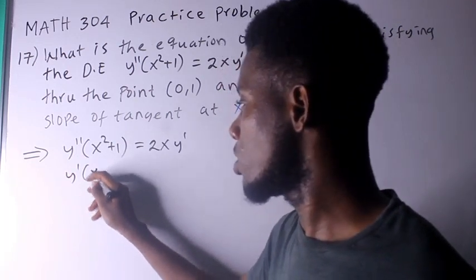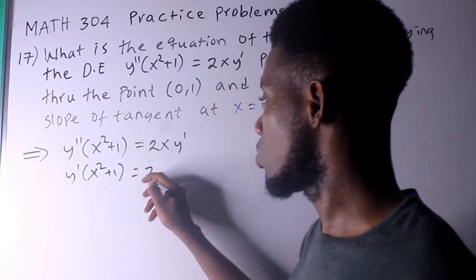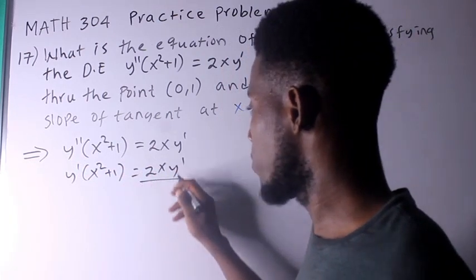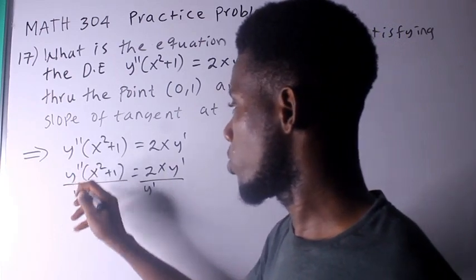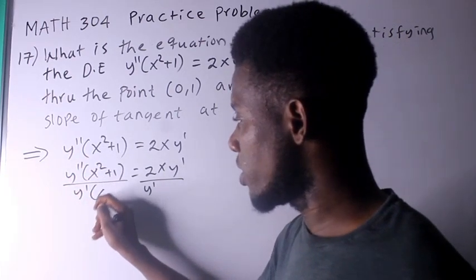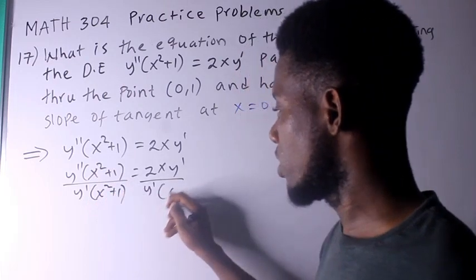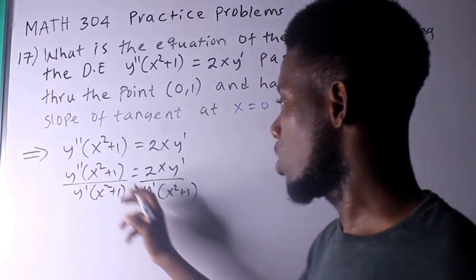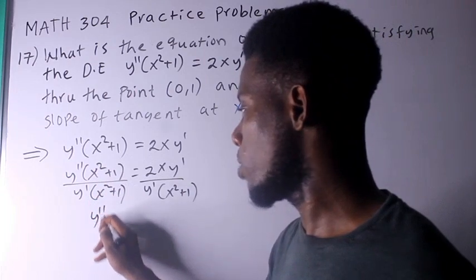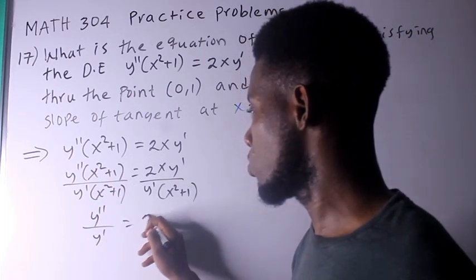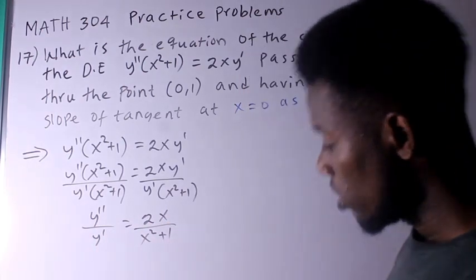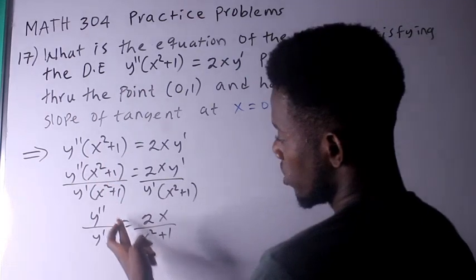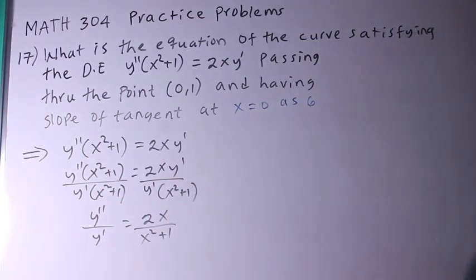Let me just rewrite this: y'' (x squared plus 1) equals 2x y'. I do not want y' on this side, so I divide each term by y'. And I do not want x squared plus 1 here, so I divide this out by x squared plus 1. Then these are going to cancel out. I'm going to have y'' over y' equals 2x over x squared plus 1.